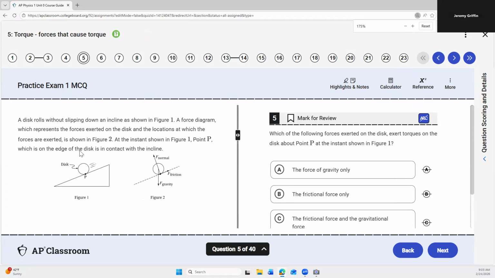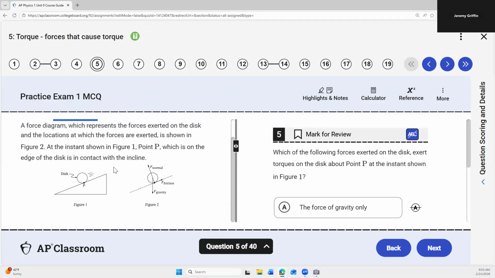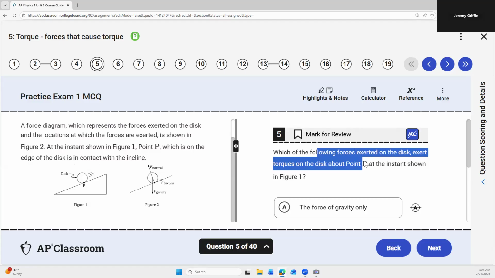A disc. Let's zoom in a little bit here. Rolls without slipping, axle force, down an incline. A force diagram, which represents the force exerted on the disc, is shown in figure 2. At the instant shown in figure 1, point P, which is on the edge of the disc, is in contact with the incline. Which of the following forces exerted on the disc exert torques about point P at the instant shown in figure 1, about point P?